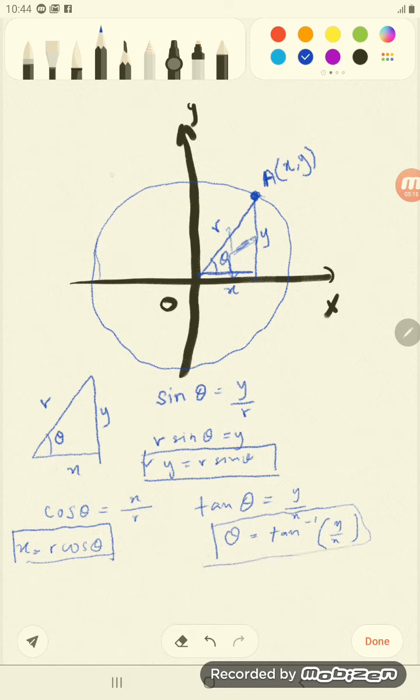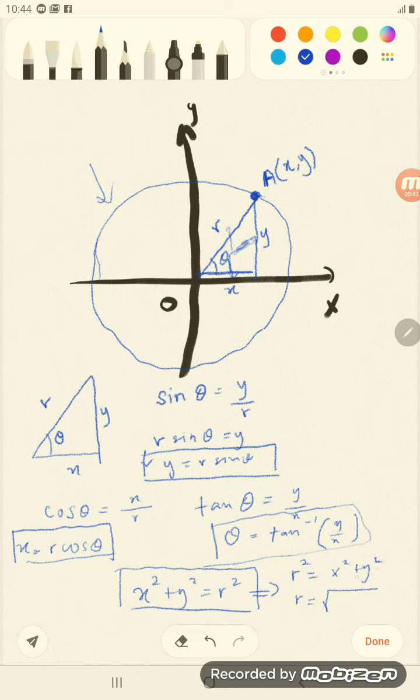And the last thing here is the formula of the circle itself. The formula of a circle is x squared plus y squared equals r squared. So from here, r squared is equal to x squared plus y squared. If you take the square root, the value of r will be the square root of x squared plus y squared. This is another formula that you can use in our calculations later.